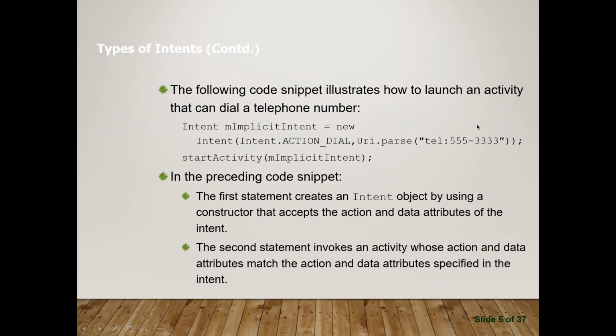As it is in string form, you need to parse it, that is, convert it into integer form. So you are extracting the integer portion out of this string. Then startActivity is the method. It will invoke this intent and this action will be performed. Now I will show you practically how to create an implicit intent.